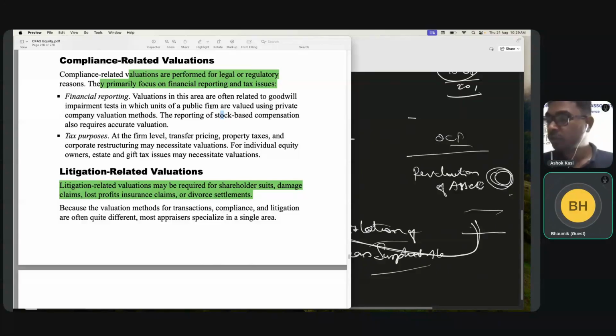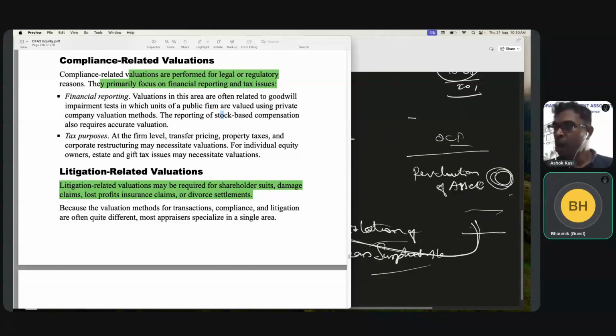So financial compliance related valuation. Compliance related valuations are performed for legal or regulatory reasons. They primarily focus on financial reporting and tax. Valuation in this area is often related to goodwill impairment test, in which units of a public firm are valued using private company valuation methods. The reporting of stock-based compensation also requires accurate valuation.